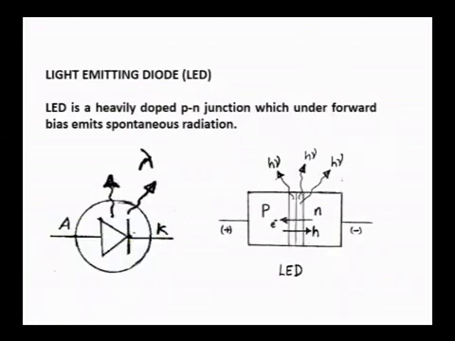And light emitting diode is another kind of diode. Here light is emitted by the device, spontaneous radiation, once it is suitably forward biased. As you can see in this particular diagram, electron hole recombination takes place under forward bias, and when recombination takes place, the energy will be released in the form of photons.